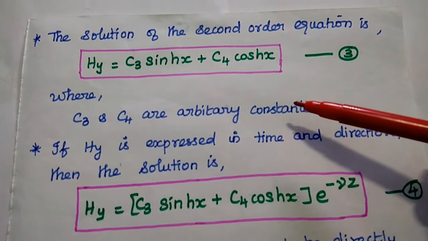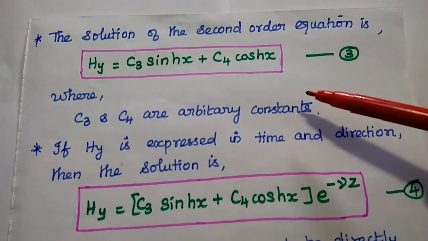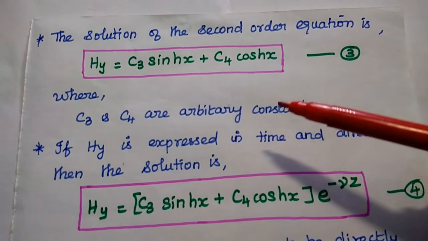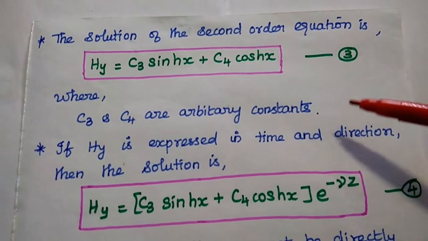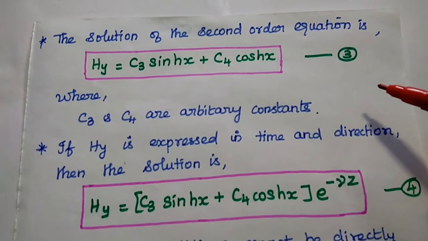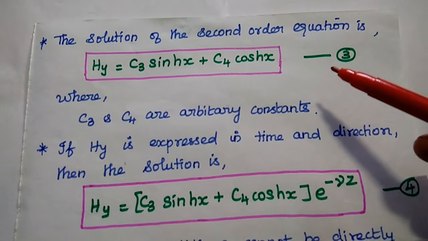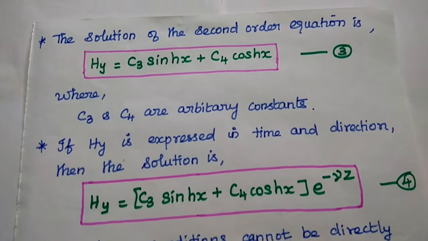For TE waves, we have used C1 and C2. For TM waves, we use C3 and C4. So consider this as the third equation. This is the general solution of the second order equation.